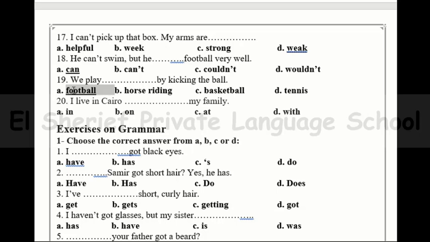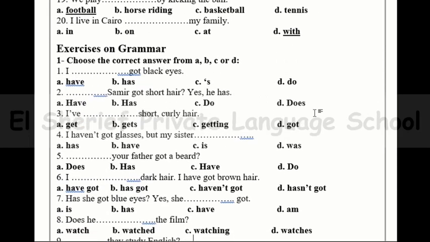Now number 20. I live in Cairo, my family, in, on, at, or with. And as all the time, you are going to take your 3 seconds. And yes, the answer is yes, with. I live in Cairo with my family. Now let's move on to the exercises on the grammar.